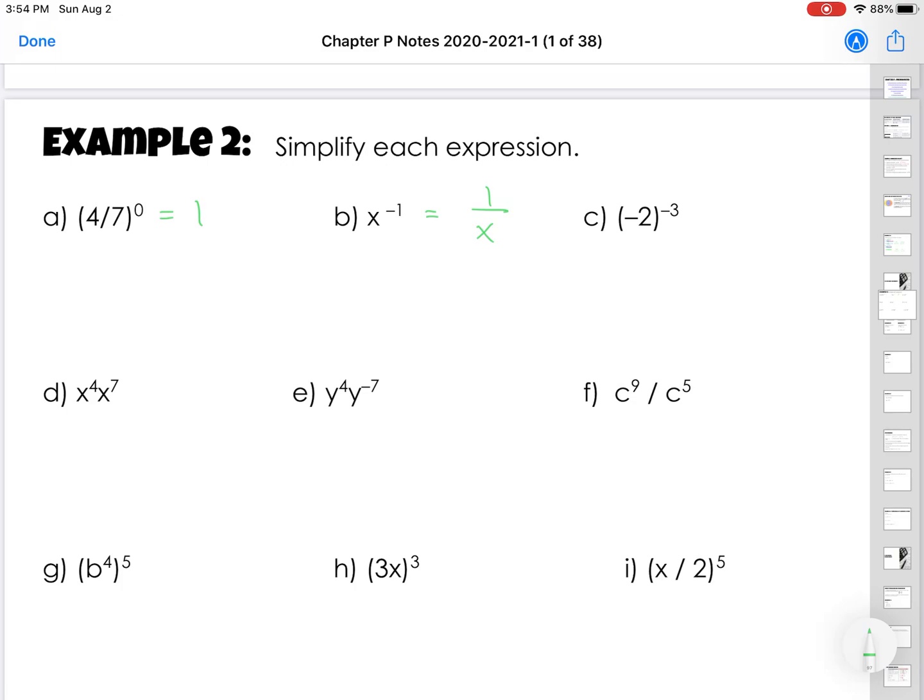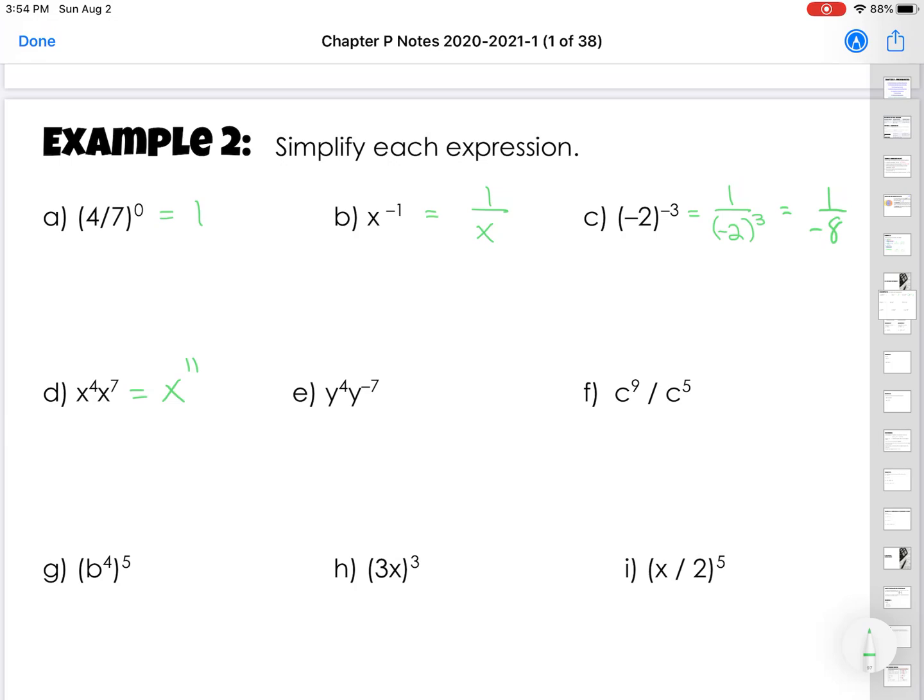We have -2 to the -3rd. So what I like to do first is deal with the negative exponent. So first, that means we need the reciprocal. So that's -2 to the positive 3rd power now as the denominator. And then when I multiply -2 times -2 times -2, that's going to give me a -8. So I get 1/-8, or -1/8. In D, x to the 4th times x to the 7th, we add, so that is x to the 11th.